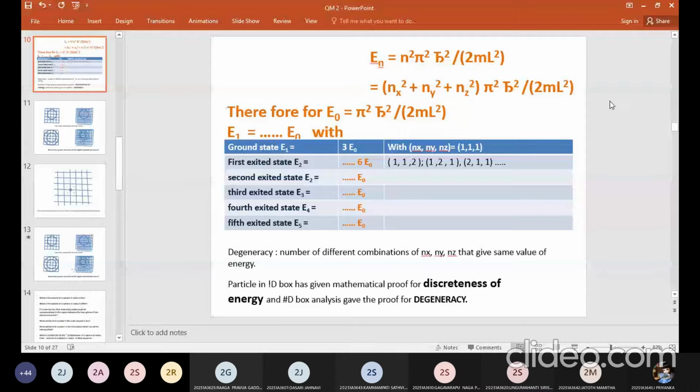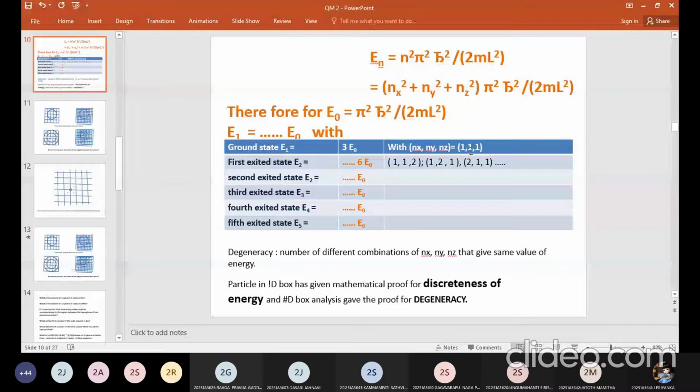So considering the three-dimensional box, we try to see that the possible energy levels for the particle in a three-dimensional box are restricted by nx, ny, nz combinations, where nx, ny, nz take only positive integer values, and simultaneously satisfy the condition that nx square plus ny square plus nz square is equal to n square, another integer n. With that, we try to find out what the different possible energy levels are.